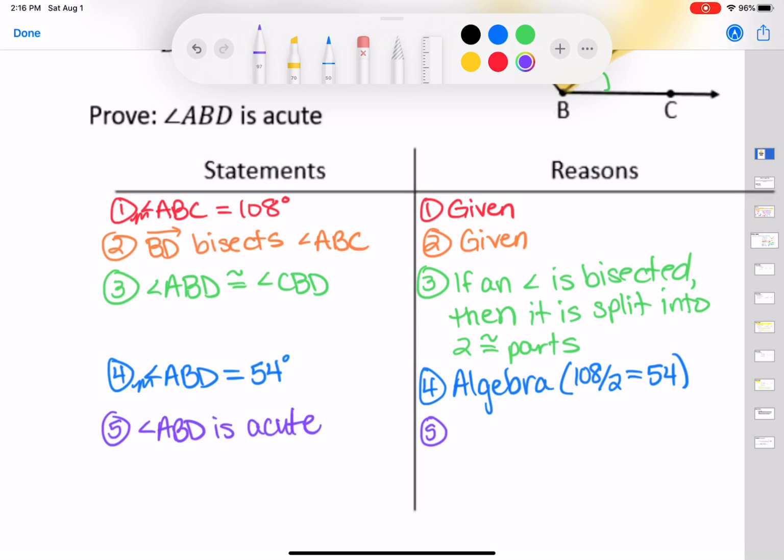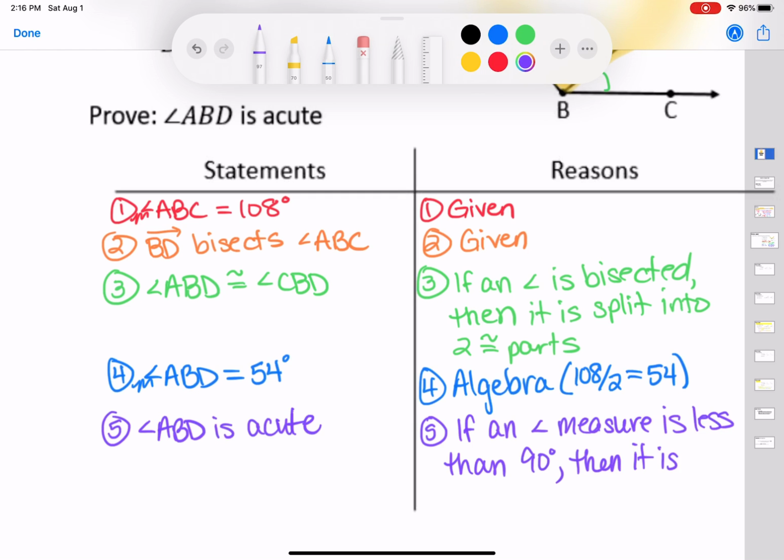Because we learned, and again, now here is something we have to put in if-then form, that we know from a previous step that the angle measure is less than 90 degrees, right? If an angle measure is less than 90 degrees, then it is acute. All right, so there's our 2-column proof of this problem, right?